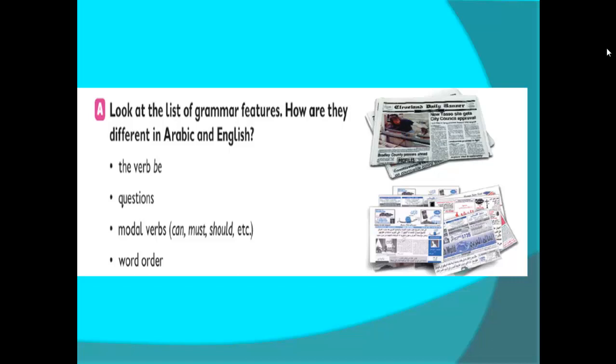What about the word order? In English, the sentence begins with a subject, then a verb, after that an object or a complement. But in Arabic, we begin our sentences using verb, then subject, after that the object and the complement. So the word order is different between Arabic and English.